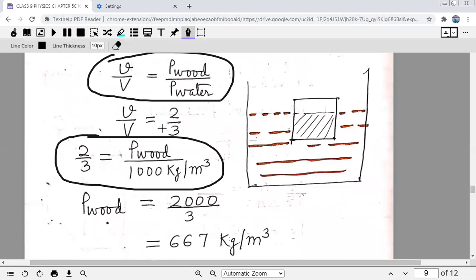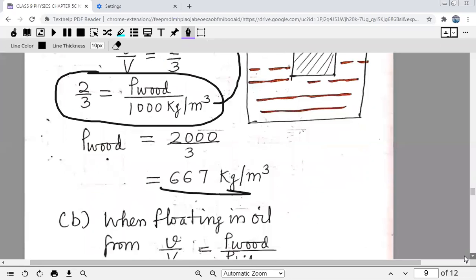When you simplify this, here you have substituted the values. Small v upon capital V is given as 2 upon 3, so rho wood upon 1000. Here I have taken the density of water in kilogram per meter cube. Is it clear? So 2000 upon 3, on simplifying, that is 667 kg per meter cube.